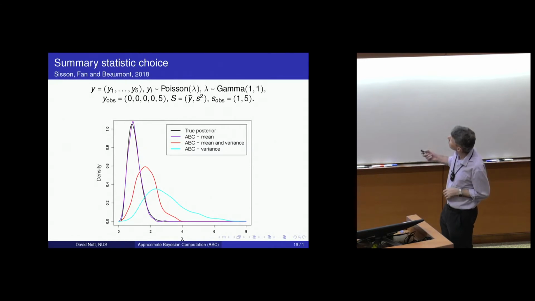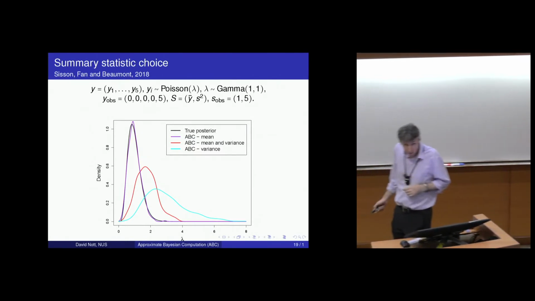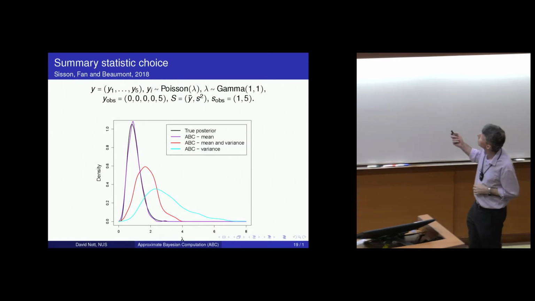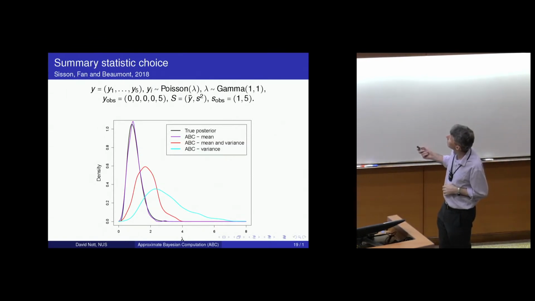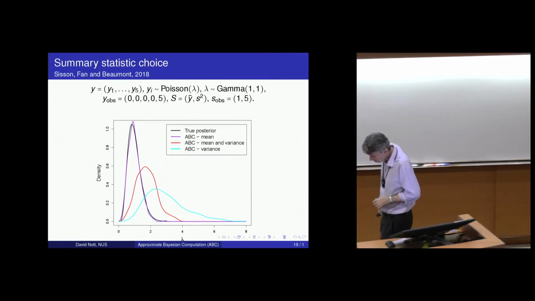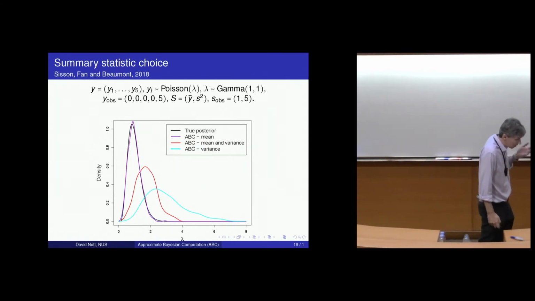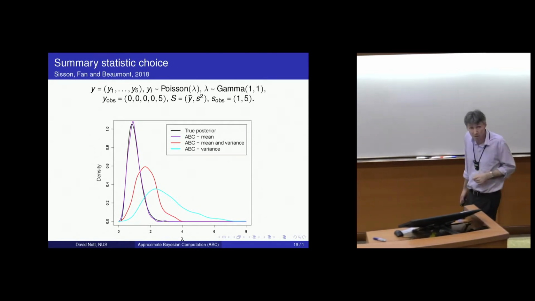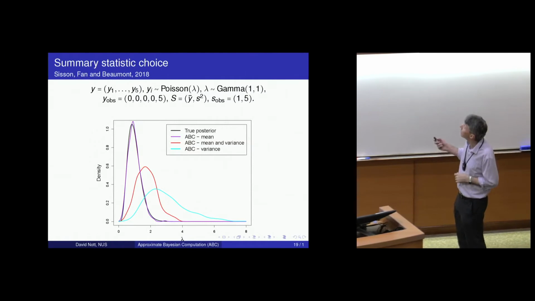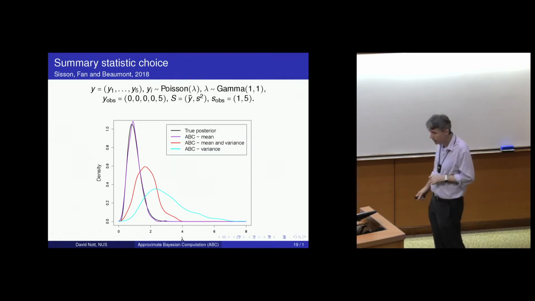So here we know the true posterior, that's shown in black, okay? That's a gamma distribution. Now, the ABC posterior based on the sample mean Y bar as a summary is given by the purple line there, okay? So that's a good approximation. And as I said, that's the ideal summary statistic here. Y bar is a minimal sufficient statistic, and it's of the same dimension as the parameter. But what happens when we add in another summary statistic? What happens when we look at both the mean and the variance? Well, you get this, okay? Why is that?